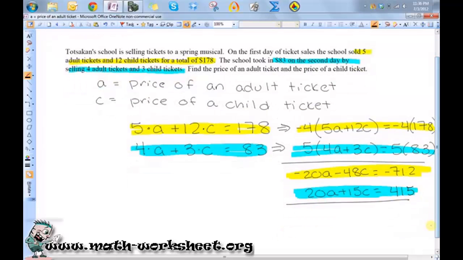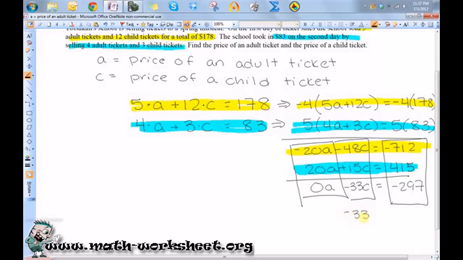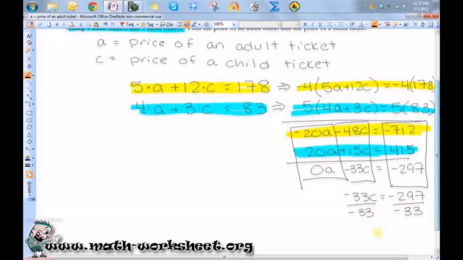Okay. Now the reason it's called the addition method is because you just add the 2 equations together. Now when we add them, notice the coefficients here will cancel out, giving me 0 times a. Then if I add these 2, I'll get -33c. And if I add the constants, I'm going to get -297. So what I have here is -33c equals -297. So I have an equation with only one variable. And I can easily solve that just by dividing both sides by the coefficient on c, which is -33. So c is equal to $9.